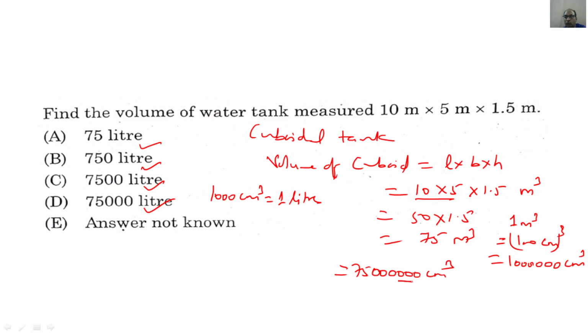Now this last 1000 centimeter cube will make it as liter. So we can also write it as 75,000 liter. So this 75,000 liter is the answer. Right? So simple conversions are there.